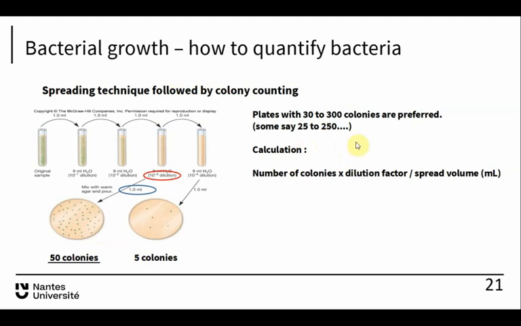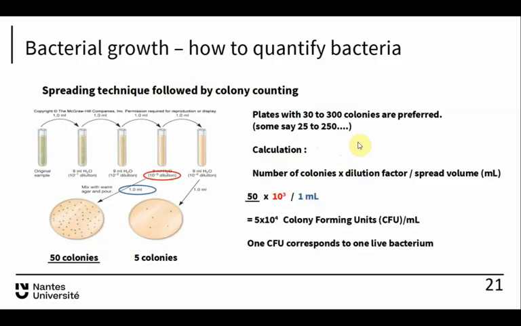So here, you use the plate with 50 colonies. Then you multiply the number of colonies by the dilution factor, and then divide by the volume that you spread on the plate. So here we have 50 colonies at the dilution 1 in 1,000, so the dilution factor is 10 to the 3. And 1 ml was used to spread the plate. So that gives you 5 times 10 to the 4 colony forming units, or CFU, per ml.